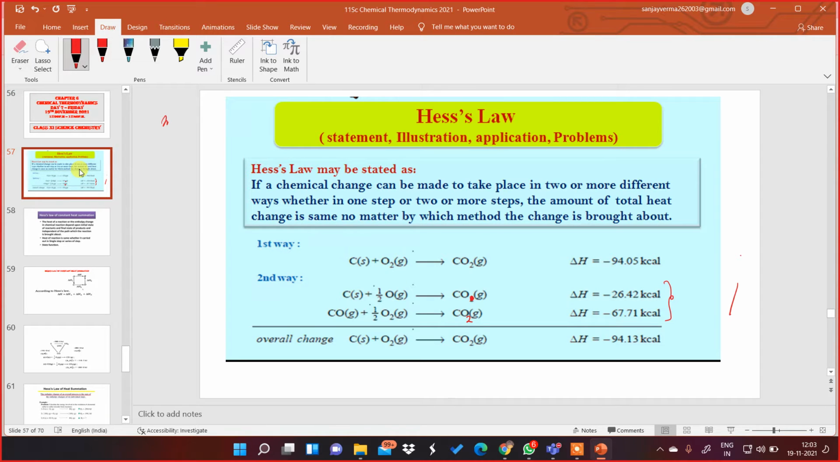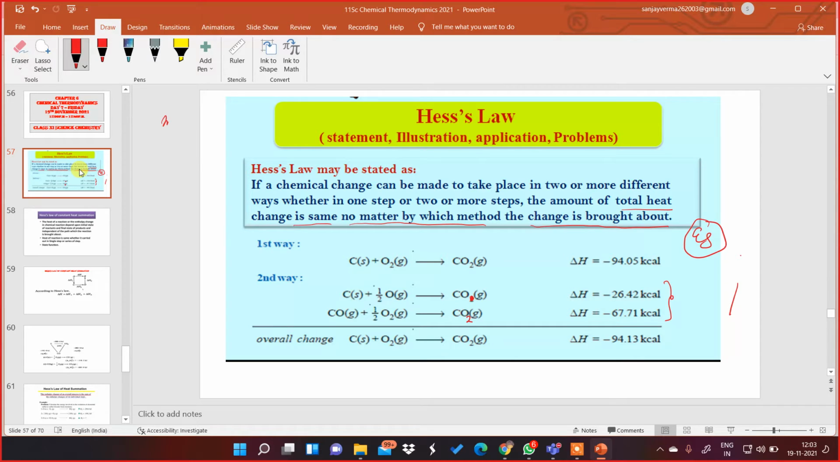Now, how to state Hess's law? If a chemical change can be made to take place in two or more different ways or steps, whether in one step or two or more steps, the amount of total heat change is the same no matter by which method the change is brought about. So here look at this example, the example over here underneath.